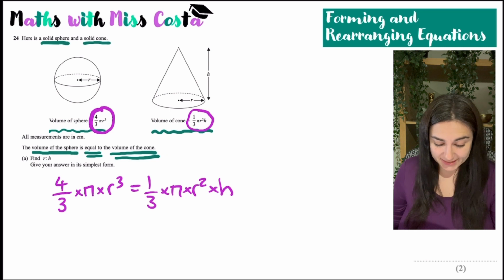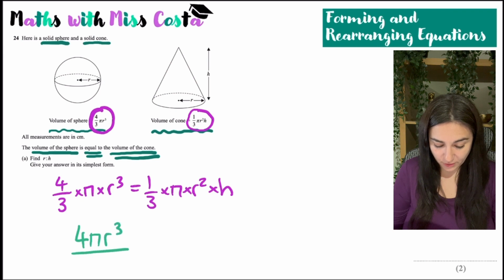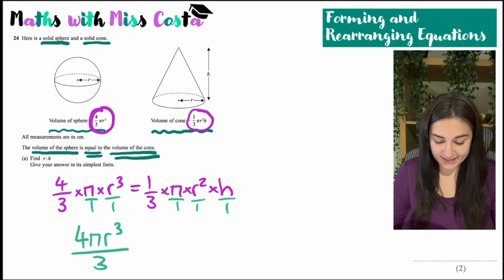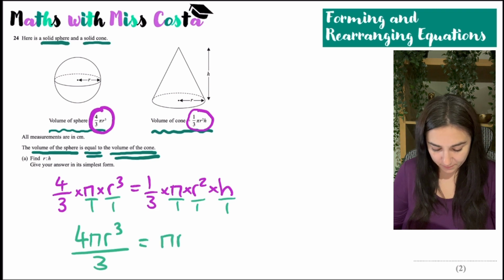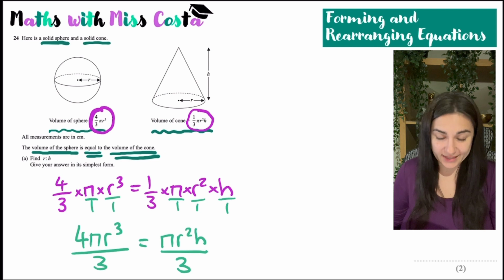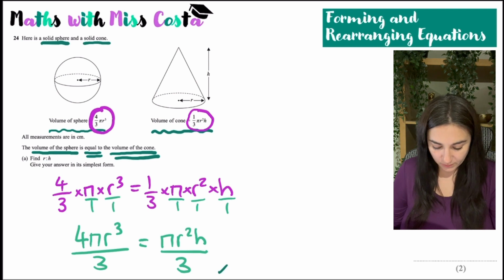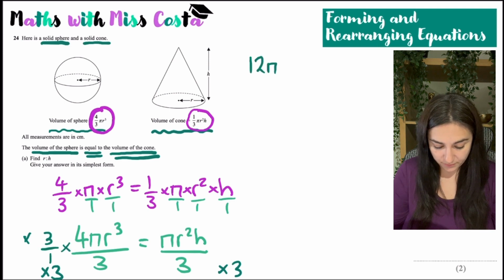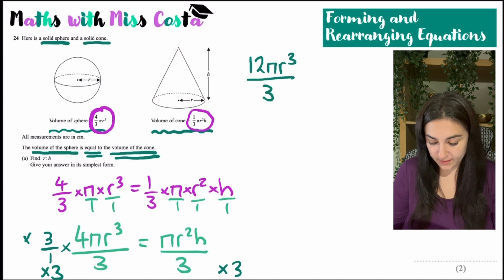Something you could do just to make things a bit easier is maybe write everything as a fraction. So you could write 4 pi r cubed over 3. Essentially, you're just multiplying these fractions. Remember, to write anything as a fraction, you just write it over 1. So that would give me pi r squared h over 3. Okay, so I've just simplified it a little bit. Then what I can do is multiply both sides by 3 to get rid of my denominator at the bottom. So that means I'm multiplying this by 3 over 1. That would give me 12 pi r cubed over 3 is equivalent to pi r squared h.